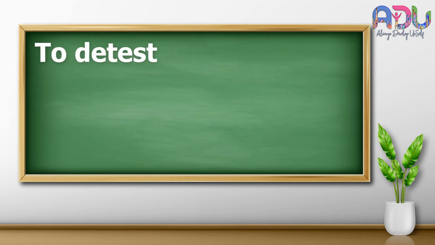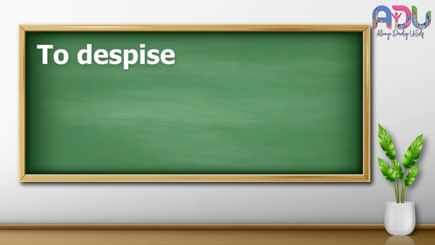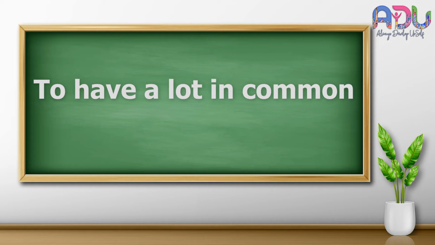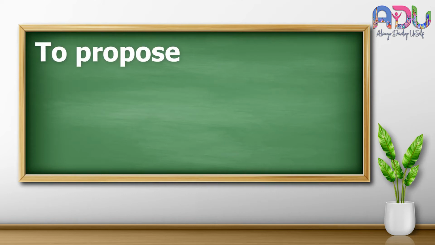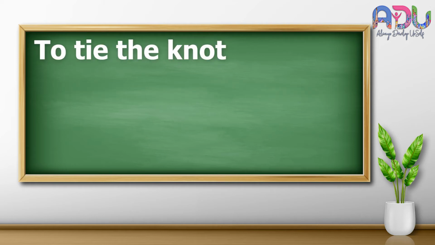19. To detest. To detest means to hate or to loathe. 20. To despise. To despise means to look down on. 21. To have a lot in common. 22. To propose. To propose means to ask a person to marry you. 23. To tie the knot. To tie the knot means to get married.